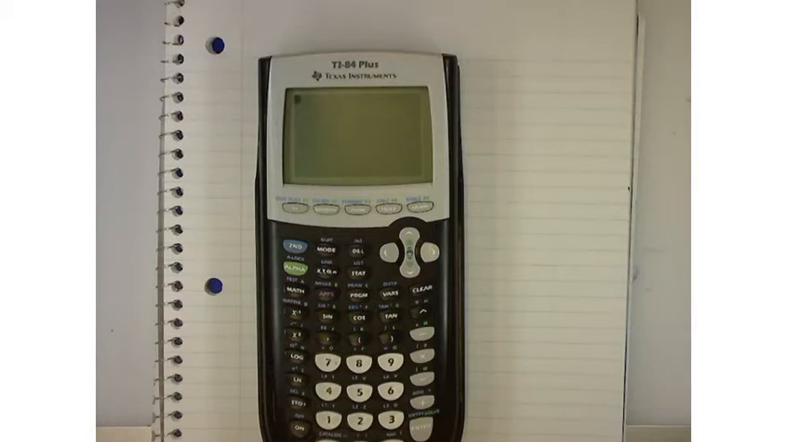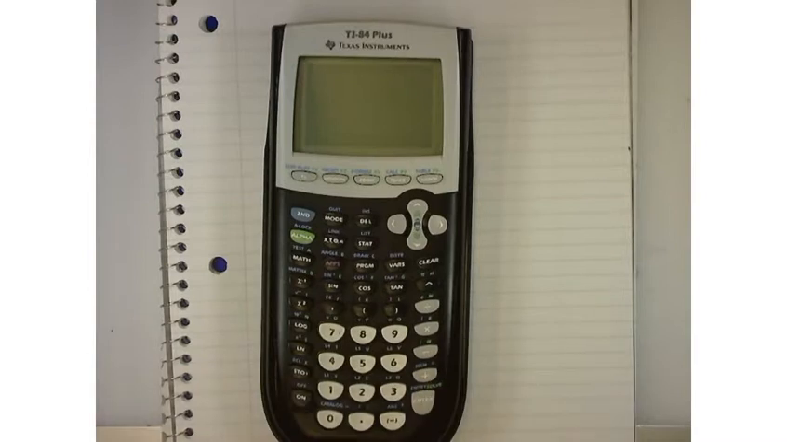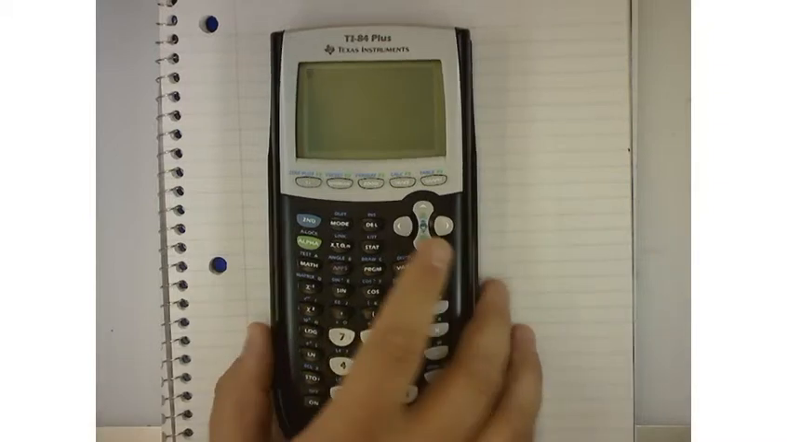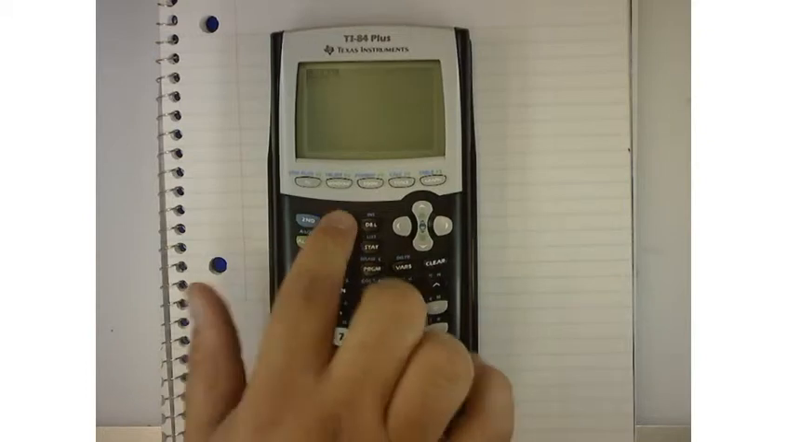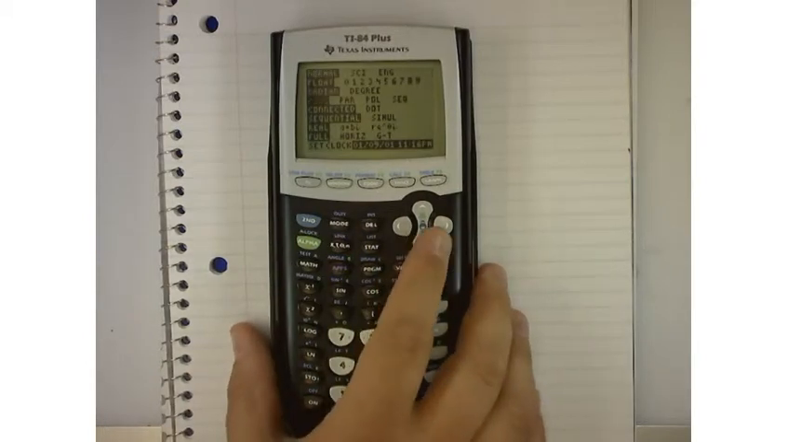Okay, so 1.4 is based on working with parametric equations. You can graph parametric equations on your calculator, you just need to change the mode. Your calculators stay in function mode by default.